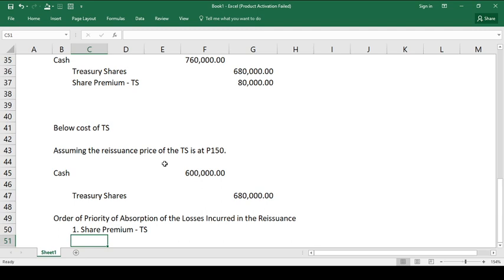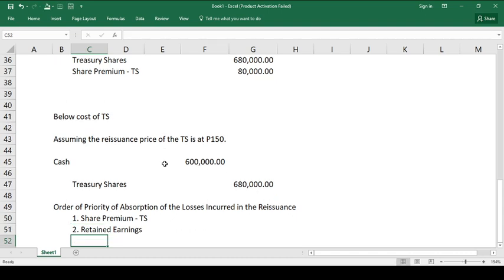Sir, what if the share premium treasury share in the books is not enough or insufficient? Parang insufficient niyang i-absorb yung losses. Well, the value that share premium treasury share cannot absorb will be absorbed by the retained earnings. Take note guys ha. Pag mayroong losses, the share premium on treasury shares shall be the first order of priority na dapat i-absorb. If the share premium on treasury share is not enough, the second priority is the retained earnings unappropriated.